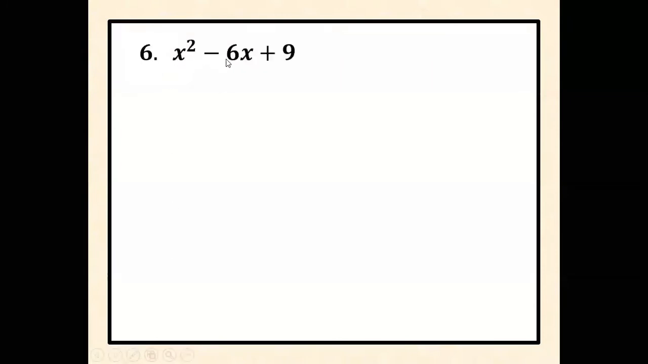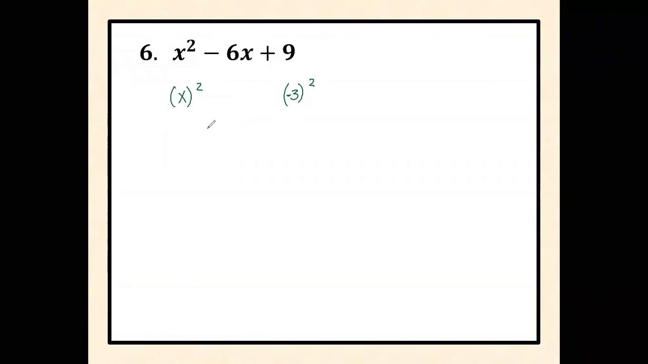So we have x squared minus 6x plus 9. So again, we will rewrite the first term as a squared term, so that would be x squared, and 9 is a perfect square. So we write it as a squared term of 3. But here, take note that this is a negative term. So therefore, 3 should be negative here.